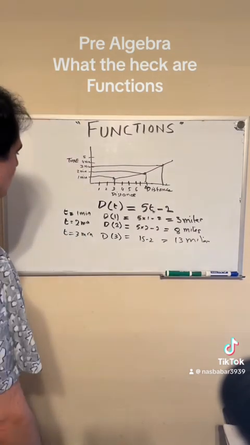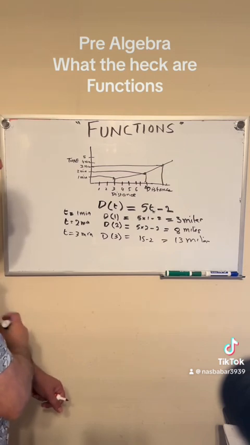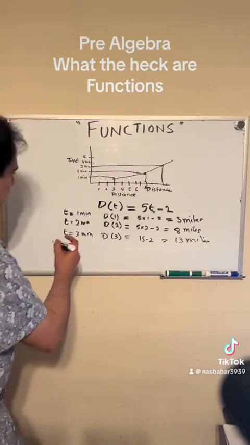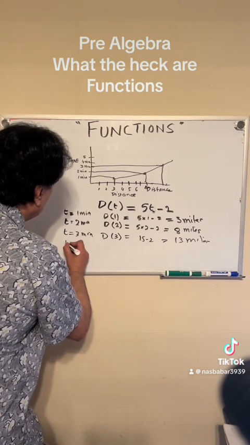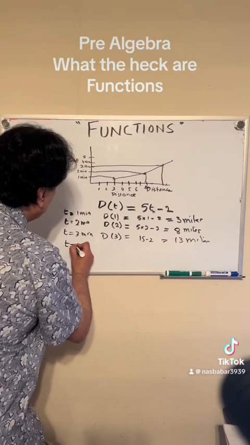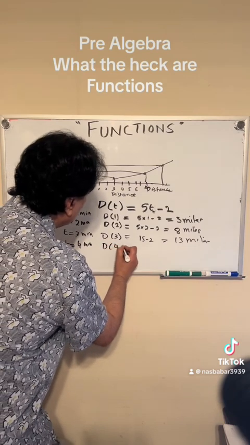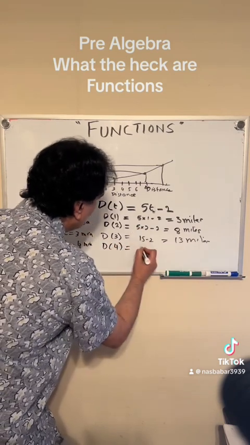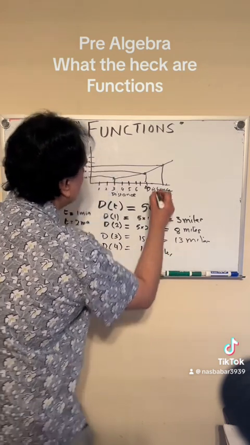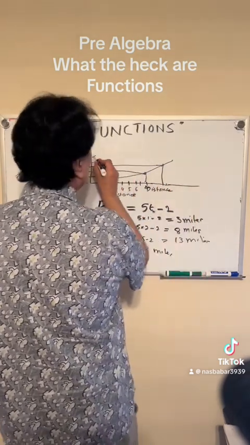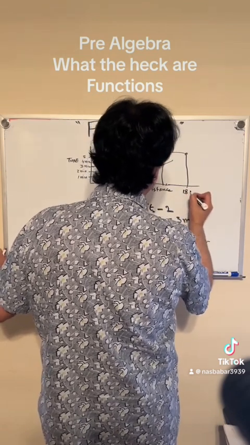And let me ask you this. What would it be if I do time 4 minutes? So d of 4 is going to be 20 minus 2, which is going to be 18 miles. So that's going to be somewhere over here at 18 miles distance.